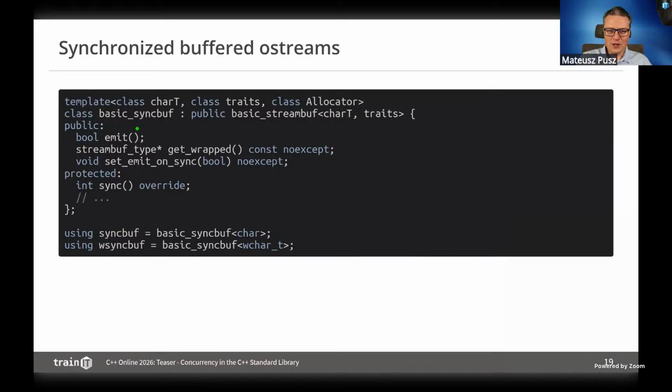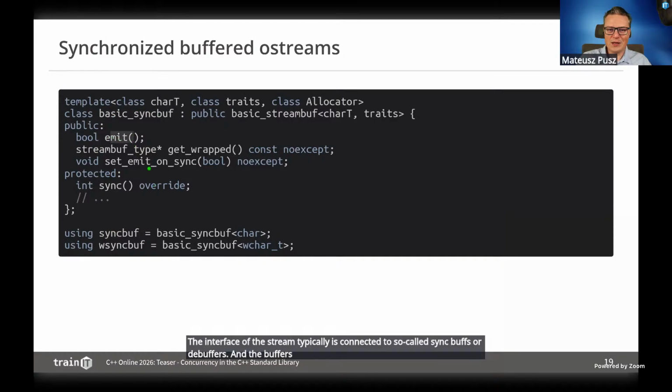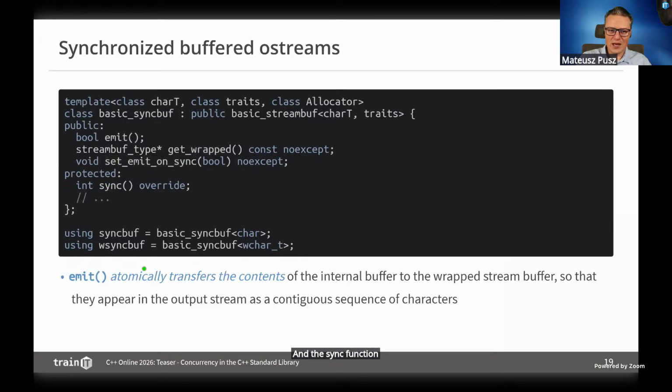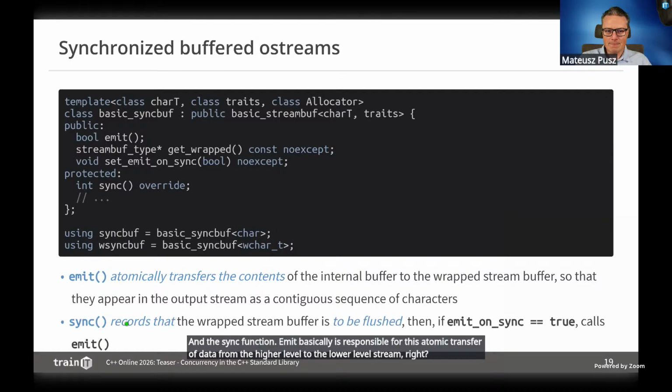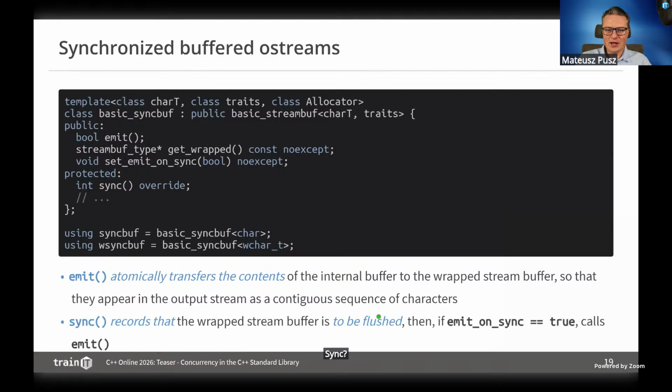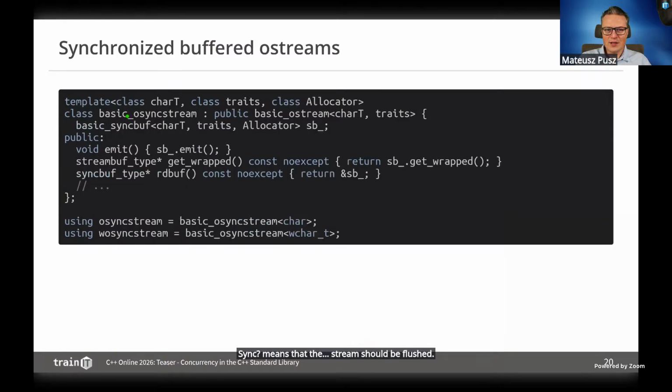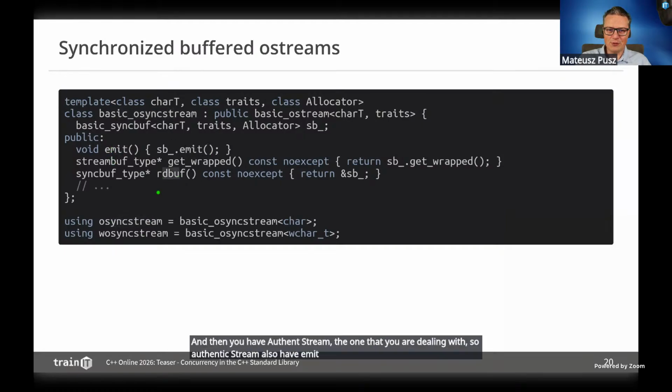The interface of the stream is typically connected to so-called syncbufs, or buffers, and the buffers have an API like emit, get_wrapped, set_emit_on_sync, and the sync function. Emit is responsible for this atomic transfer of data from the higher level to the lower level stream, right? Sync means that the stream should be flushed. And then you have async stream, the one that you are dealing with. Async stream also has emit, get_wrapped, and rdbuf to get the buffer from the previous slide.